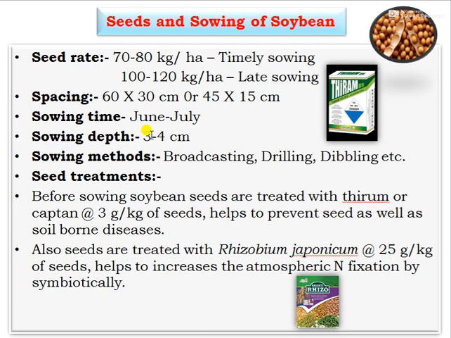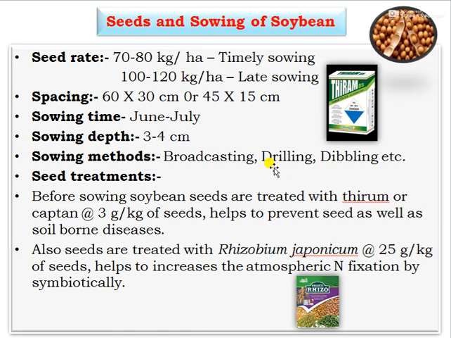The depth of sowing depends on the size of the seed. If the seeds are placed at the appropriate depth, especially in the moisture zone, they will germinate easily. Then sowing methods: there are different methods, that is broadcasting, drilling and dibbling, popularly used for the sowing operation of soybean. Especially drilling and dibbling are the most popular sowing methods for soybean.